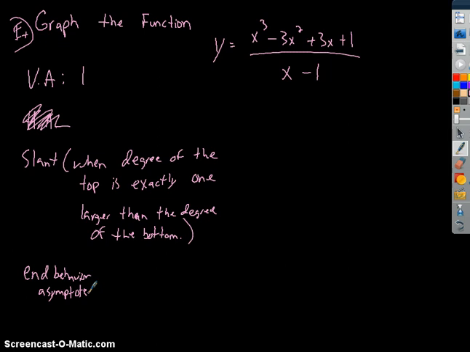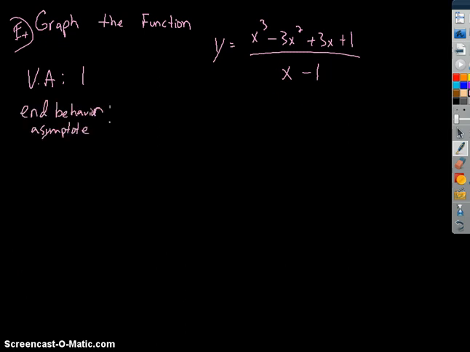Running out of space, so I gotta erase a lot of this. Get down anything you need as a note. I gotta erase some of this stuff. So to find the end behavior asymptote, you need to divide this using synthetic division.